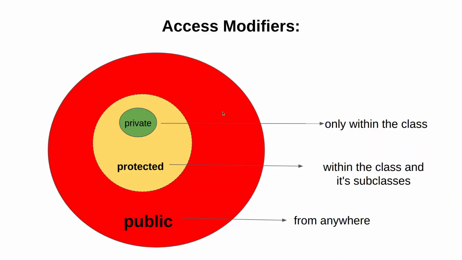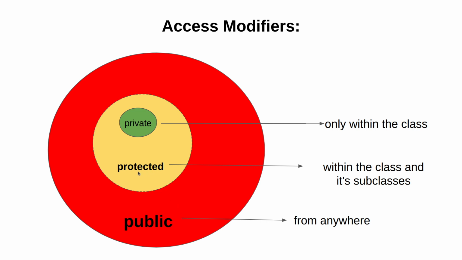TypeScript has three access modifiers for class members. Remember, these are only used for class properties or methods. You cannot use them for variables, functions, interfaces, or objects outside of a class. The access modifiers in TypeScript are public, accessible from anywhere, and this is the default, so we often don't write the public keyword.